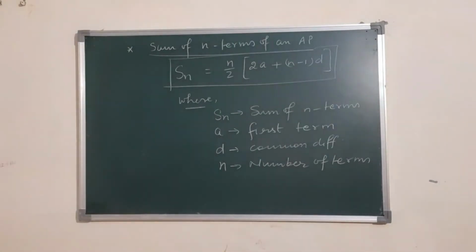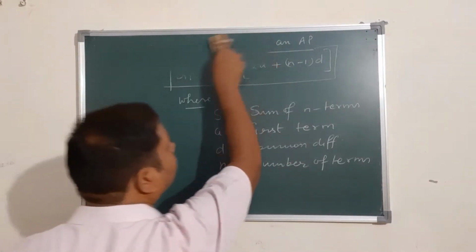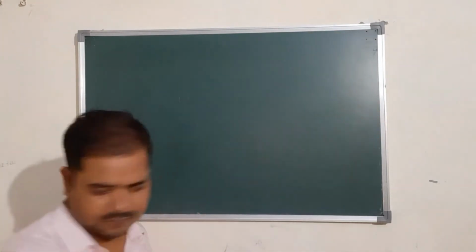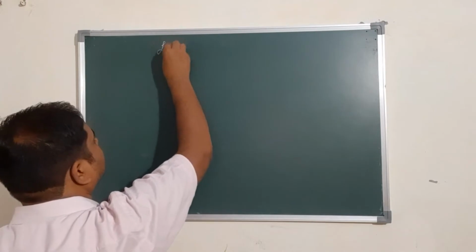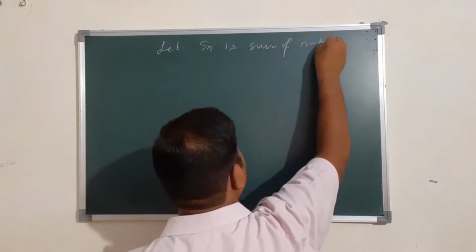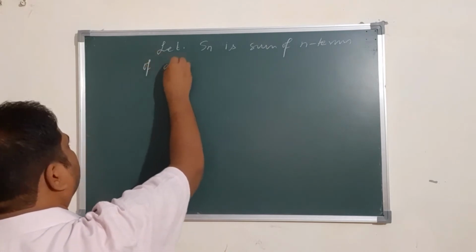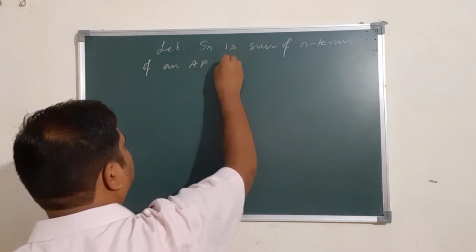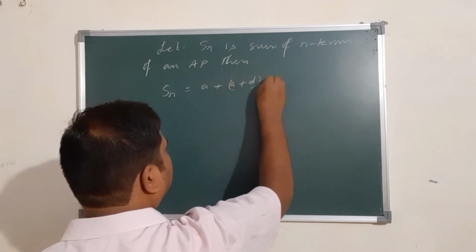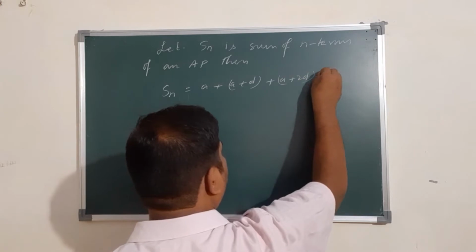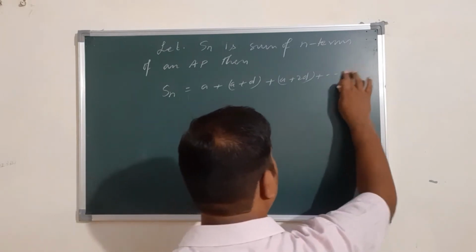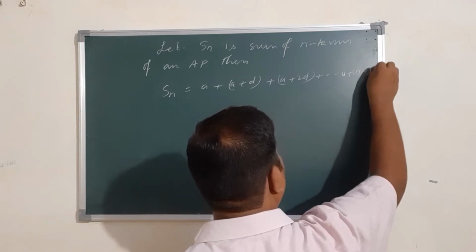So let Sn be the sum of n terms of an AP, then Sn is nothing but a plus (a plus d) plus (a plus 2d) plus dot dot dot plus (a plus n minus 1 into d).